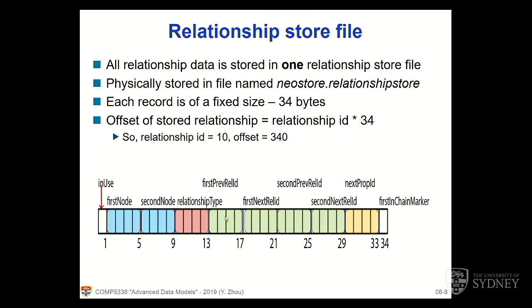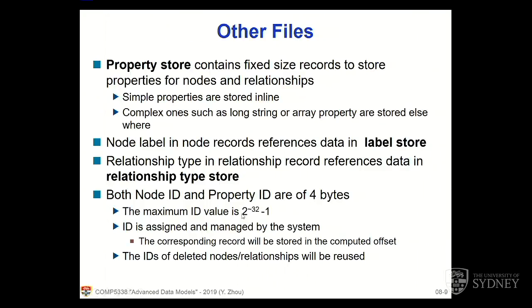Theoretically, because it's 4 bytes, both node ID and relationship ID, means 32 bits. So theoretically, the maximum ID value could be 2 to the power of 32 minus 1, if every possible value is used as an ID value. But if the system reserves special values, then the maximum is probably a little bit smaller. Maybe the maximum value is used to indicate something special. But you can have nearly as many as that.